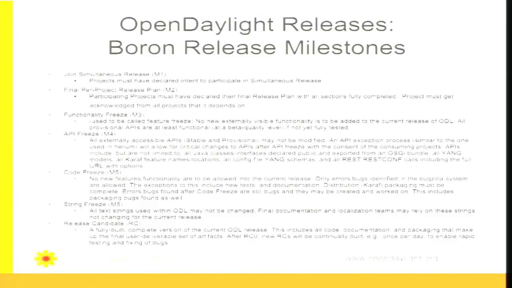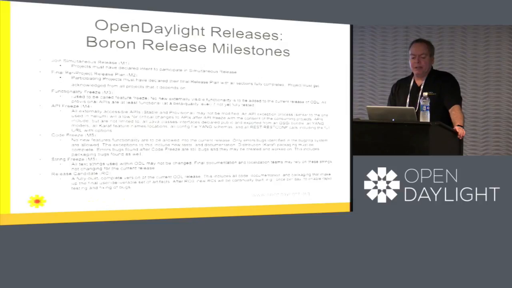M3 is a functionality freeze, so we're trying to really close down that code base for what others can be depending upon for you. API freeze is at M4, so that's the point where all of the different APIs that you would be providing for everybody are locked down, and those aren't going to change. M5 is code freeze and string freeze, so nothing but bug fixes from that point forward. Again, we have a series of 3 release candidates and then ultimately a release.